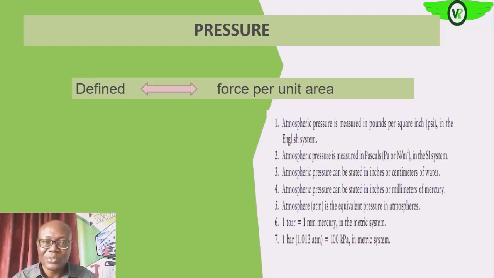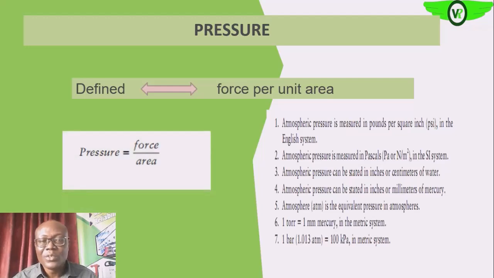So as you can see, pressure has different units of measurement. We have the PSI, or pounds per square inch. We have the Pascal. We have the Newton per meter square, Newton for force, meter square for area.